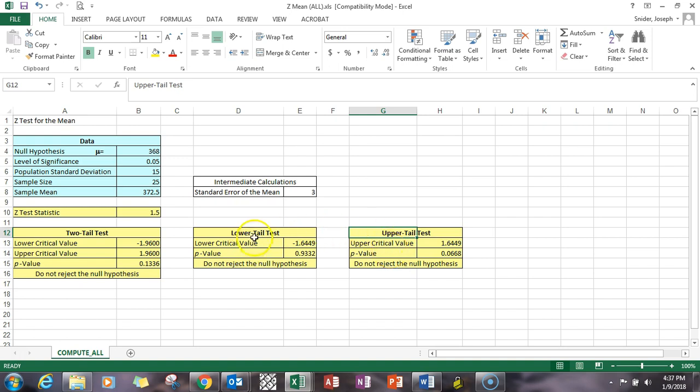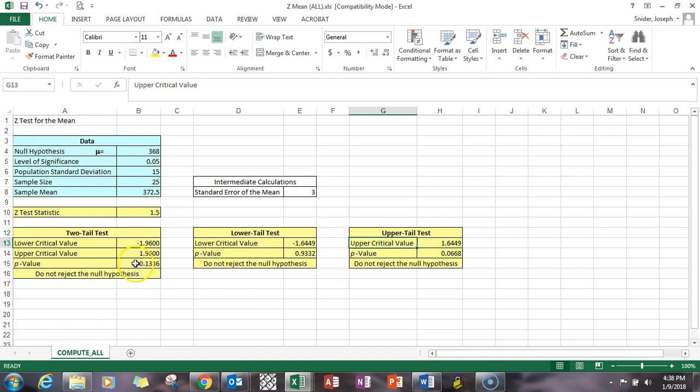So this is pretty simple. You just enter your numbers, you get the values back, and then you make your interpretation. There are two different kinds of methods to do hypothesis testing. One's called a critical value method. So you're seeing two critical values in the two-tail test. You're only seeing one in the lower and upper areas because there's only one tail.